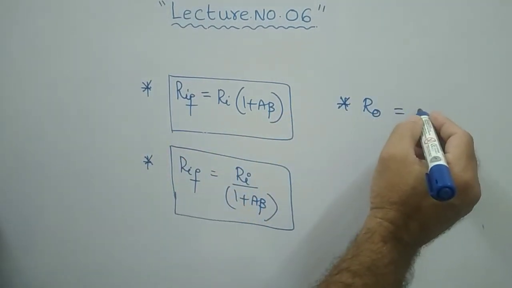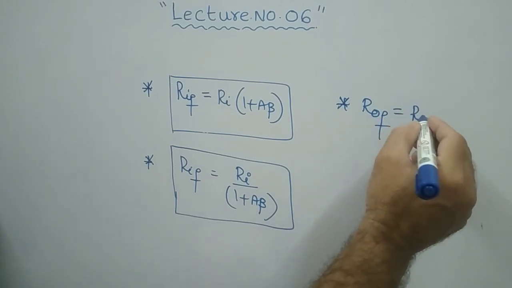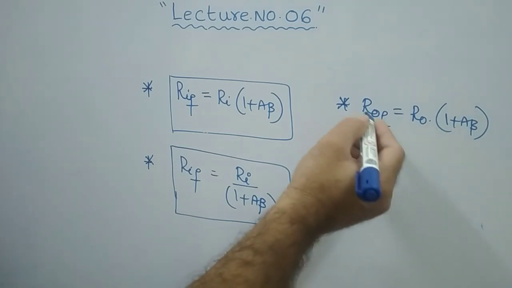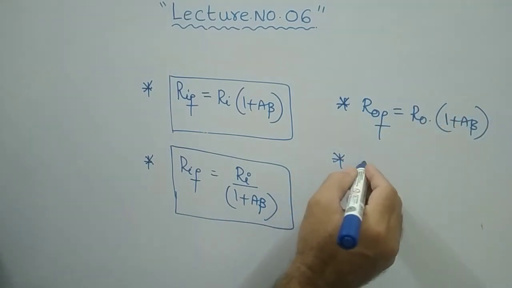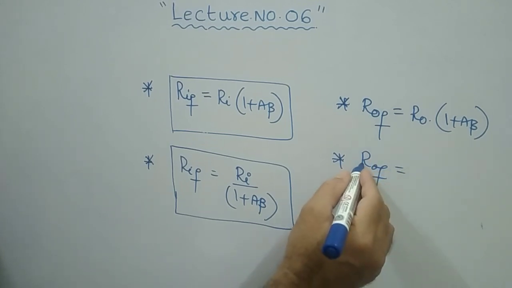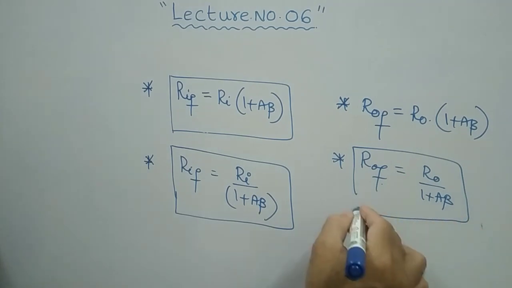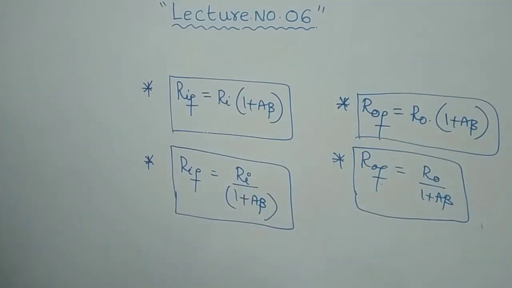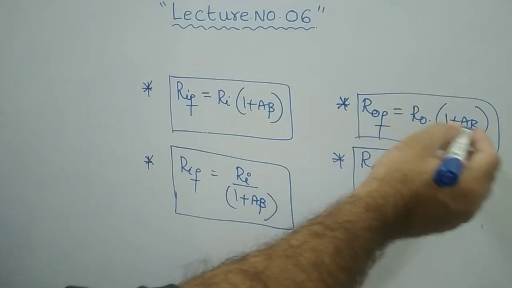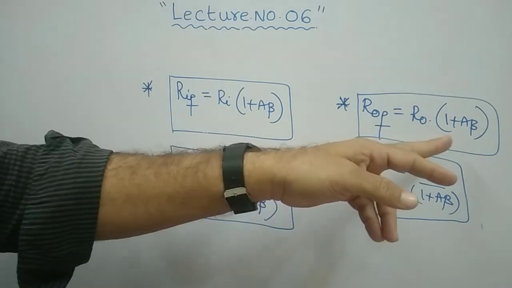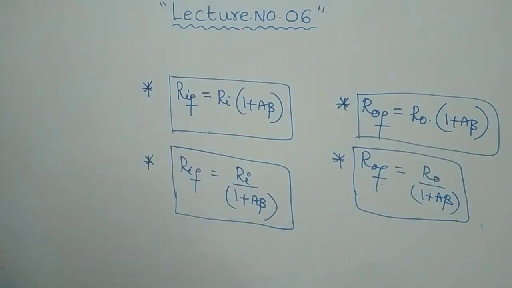Similarly, the same case holds for R naught also. R naught F, the output impedance with feedback, is R naught times 1 plus A beta. If at the output the connection is series, the output impedance with feedback will increase by this factor. If it is a shunt connection, your output impedance with feedback will decrease to R naught by 1 plus A beta. These are the practical values. Decreased means divided by 1 plus A beta, and increased means multiplied by 1 plus A beta. Remember that: multiplied by this factor with the actual impedance without feedback, whether it is input impedance or output impedance. Very, very important topic.